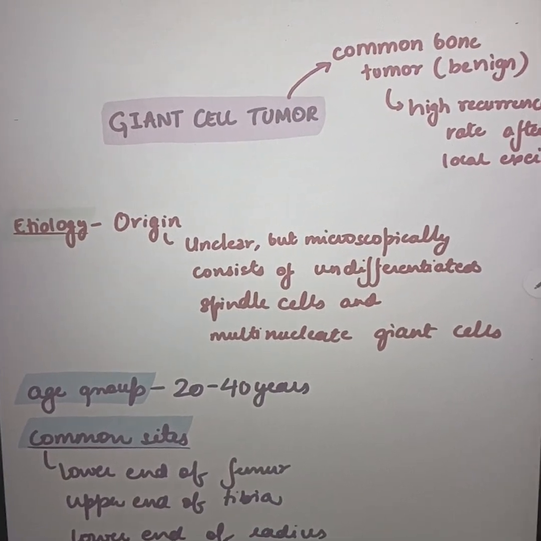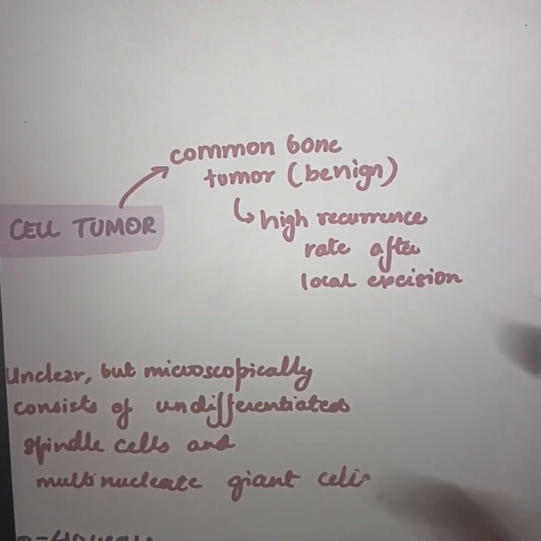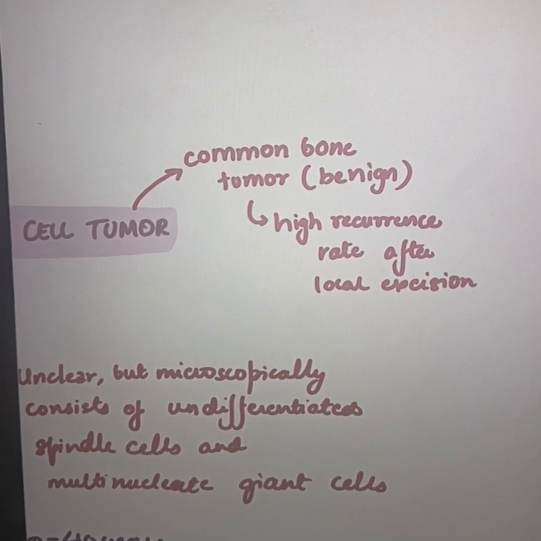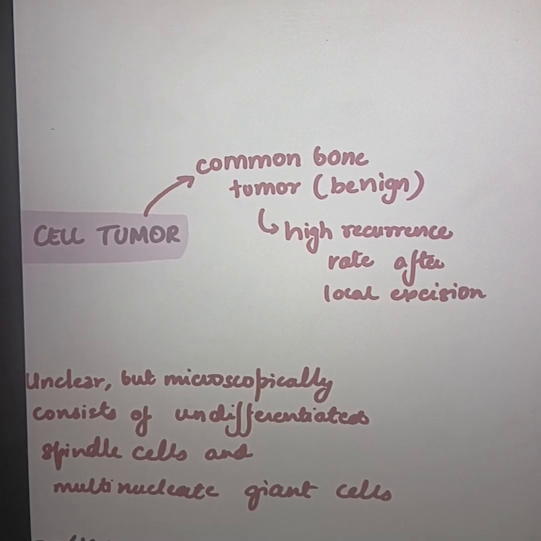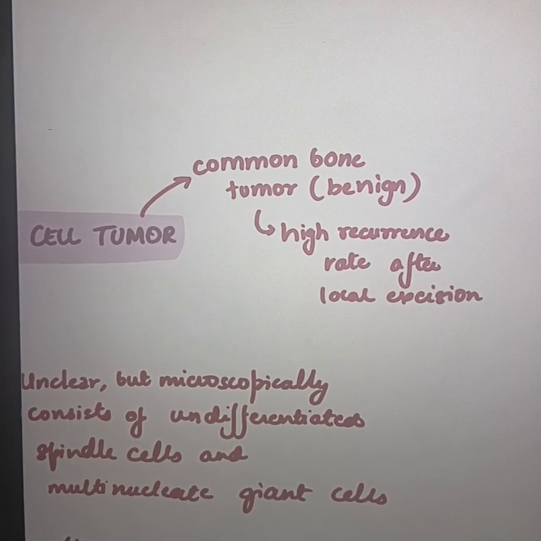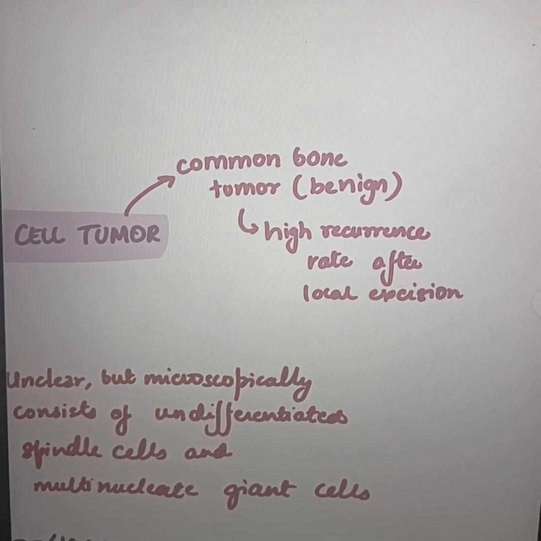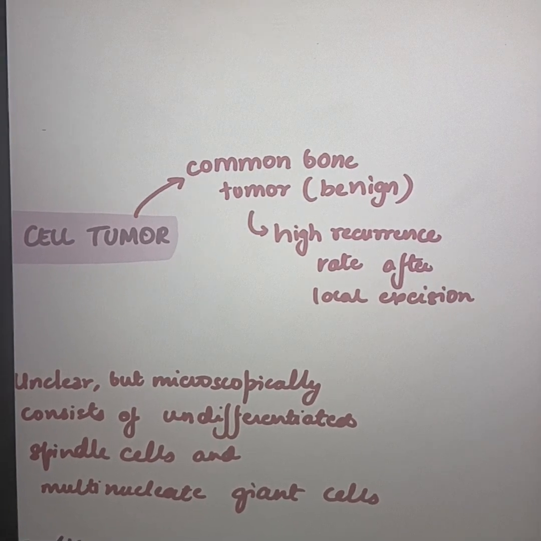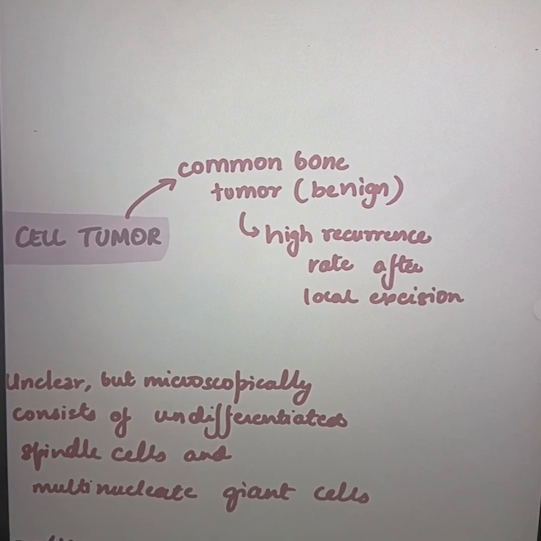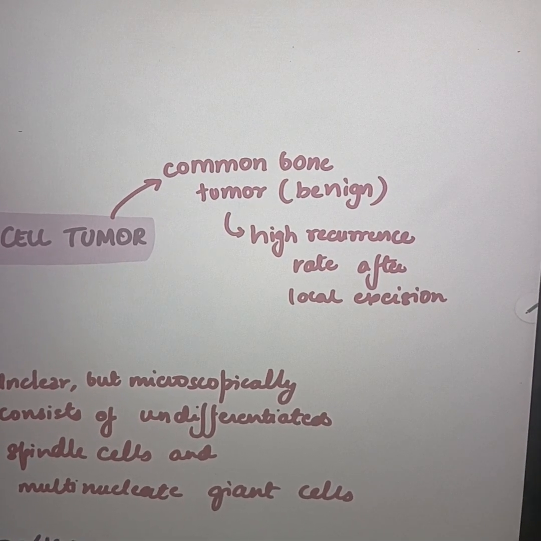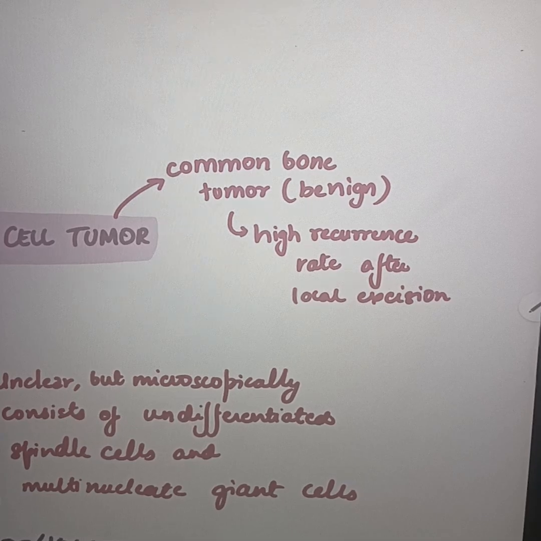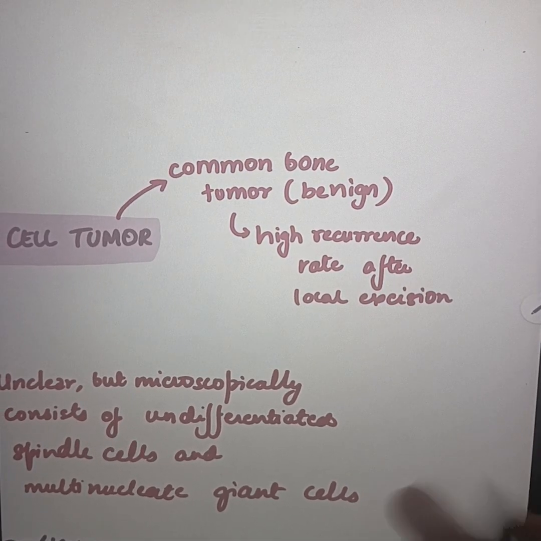Today we will talk about the topic giant cell tumor, which is a very common bone tumor and it's a benign tumor. It's not a malignant tumor. So the problem with this tumor, even though it's a benign tumor, is its high reoccurrence rate after local excision. Normally if it's a benign tumor, we can locally excise that tumor and that will be the treatment of that tumor. But in this case, we cannot just locally excise the tumor because it will reoccur again and again.